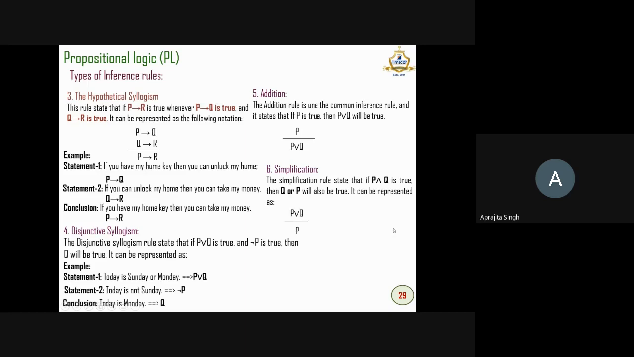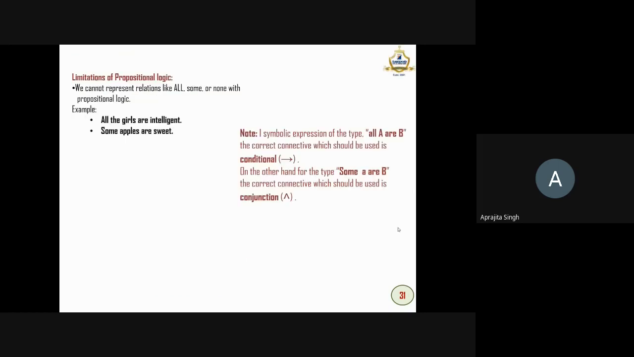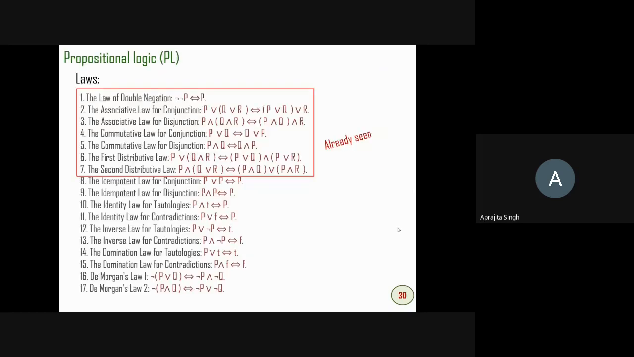So this we already know, isn't it? You can just see the truth table and get to know. All of this we have discussed here. These are certain rules that you can apply to convert a certain combination of these rules into simpler rules.